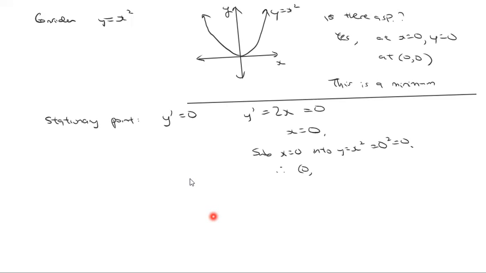Now, my question now is, what type of stationary point is it? Now, we know the answer. We know the answer is a minimum. And we also know that we could do it the way we said before, which is work out the gradient to the left, the gradient at the point, and the gradient to the right, and see how the gradient changes in this way and get you a minimum. And we could do that.